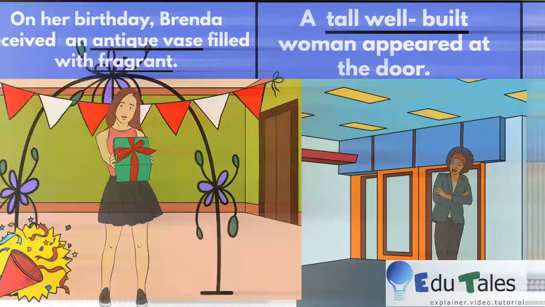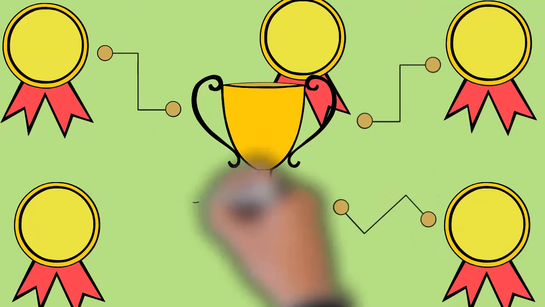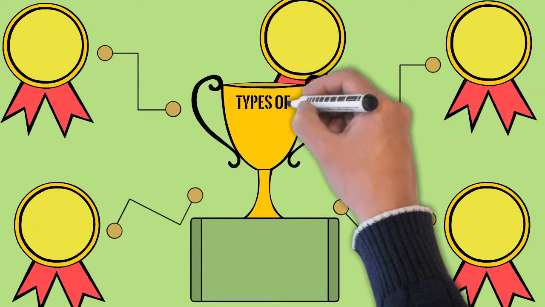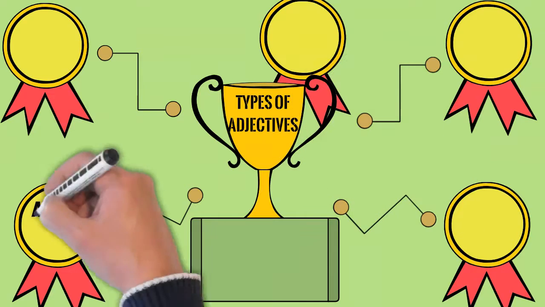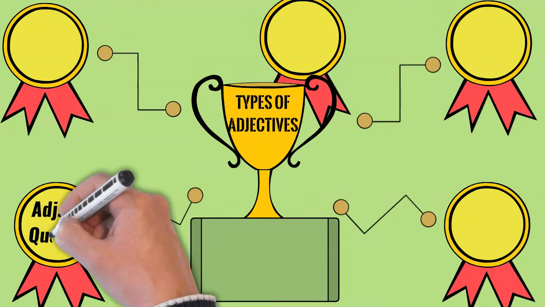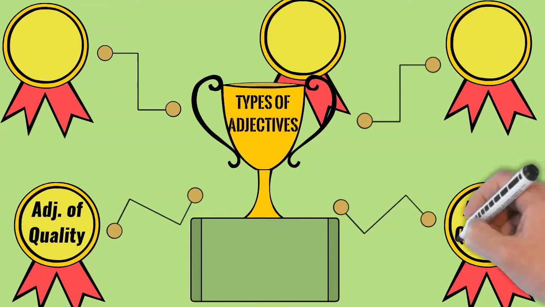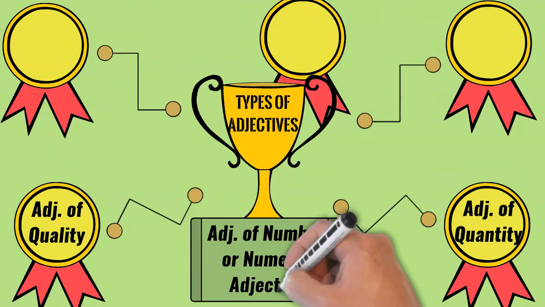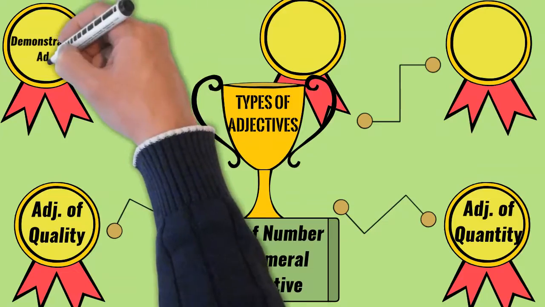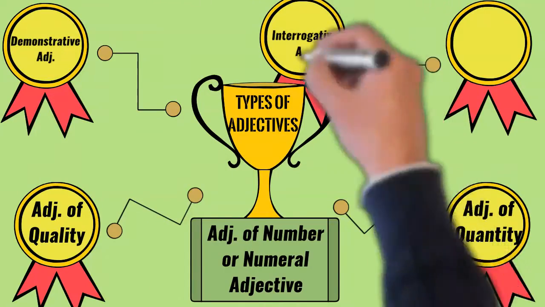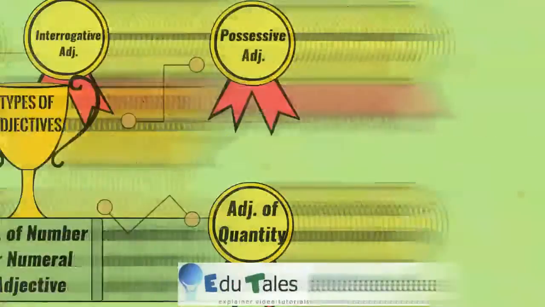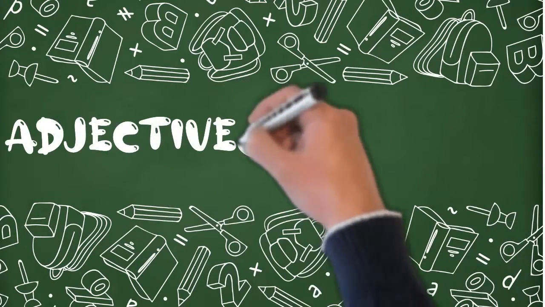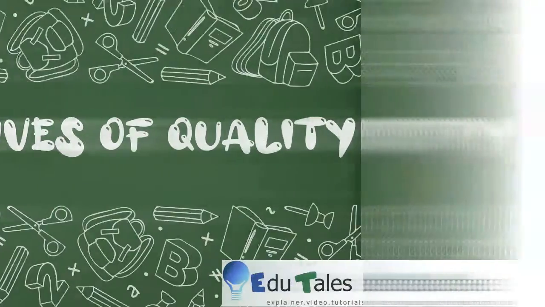Let's begin to learn about types of adjective. The following are the types of adjective according to their uses. Adjective of quality or description, adjective of quantity, adjective of number or numeral adjective, demonstrative adjective, interrogative adjective, and possessive adjective. First type of adjective is adjectives of quality or descriptive adjective.